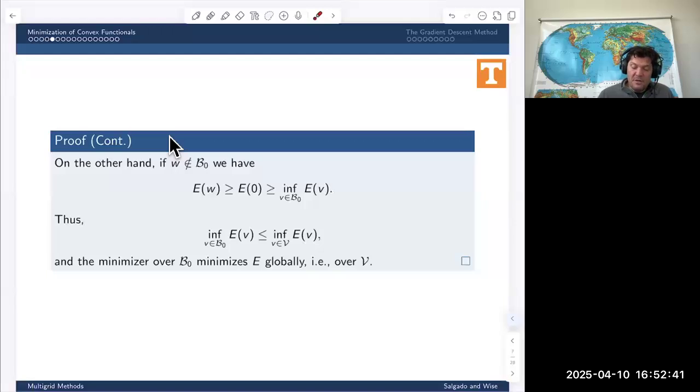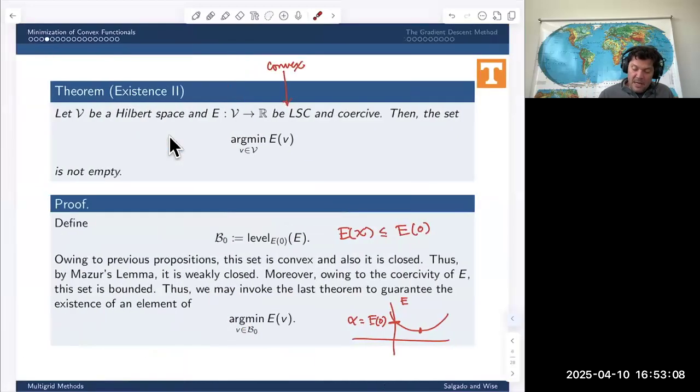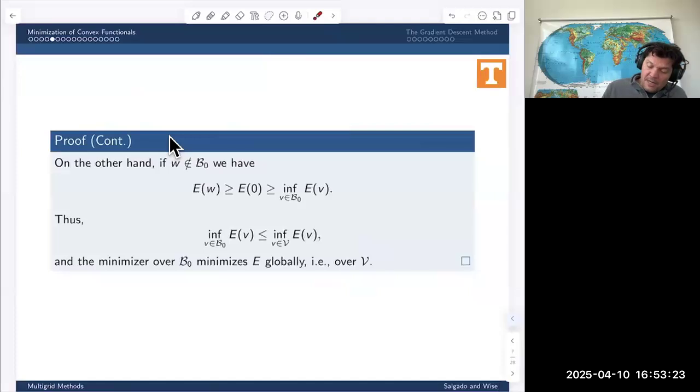And the reason is because this set is comprised of both B0 and its complement. We showed that if it's in the complement of B0, then the infimum has to be in that set. And we also know that the infimum of that set is in that set because that's how we defined the infimum. So we've proven what we wanted to prove, namely that this set over which we take the argmin is exactly the same as that. And again, the reason is because V is really comprised of both B0 and its complement. Okay, so that's the argument.